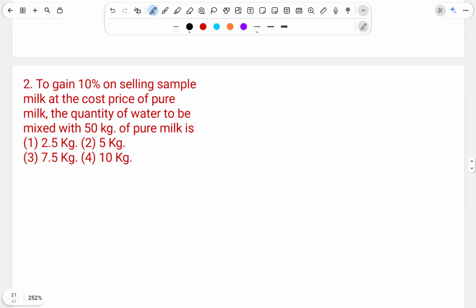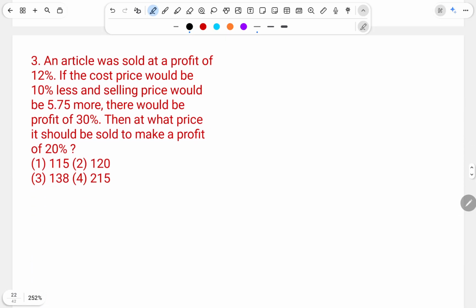Next, to gain 10% on selling a sample of milk at the cost price of pure milk, the quantity of water to be mixed with 50 kg. So let us suppose 50 kg. On this, if I want 10%, what will be the amount? 5 kg. Means 5 kg of water should be added. 10% of 50 is 5 kg. So 5 liters of water should be added. Sorry, 5 kgs or liters, both are same.